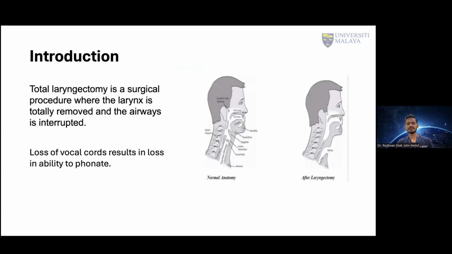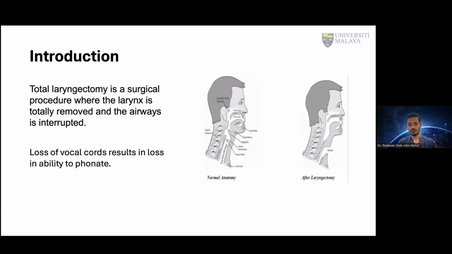So, total laryngectomy is a surgical procedure whereby the larynx is totally removed and the airway is interrupted. As a result, as you can see from our diagram, when we remove a larynx from a human being, they not just lose the conduit between the nasal cavity and the lower airways, but they also lose the ability to speak, because there will be an interruption of air moving to the vocal cords, which is the basis of us speaking.